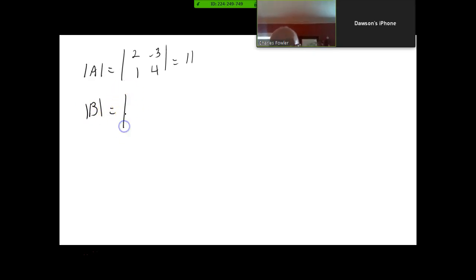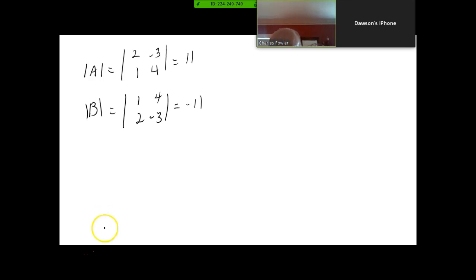Now, all I'm going to do to matrix A is swap the 2 rows. 1, 4, 2, negative 3. What's this determinant? Negative 11, isn't it? Negative 3 minus 8. Negative 11, right? So, at least in this one example, exchanging 2 rows negates your determinant. Okay?